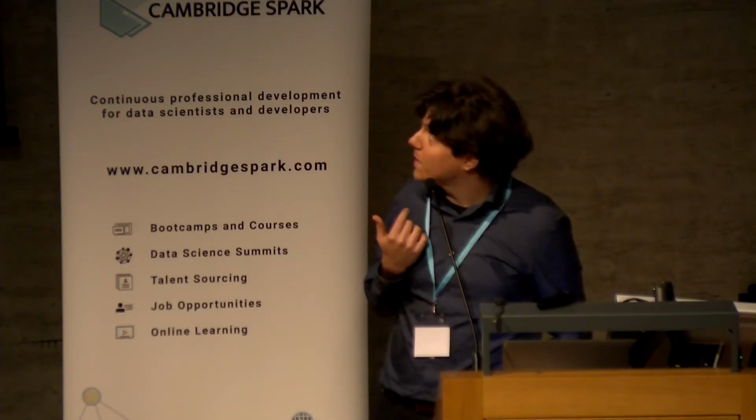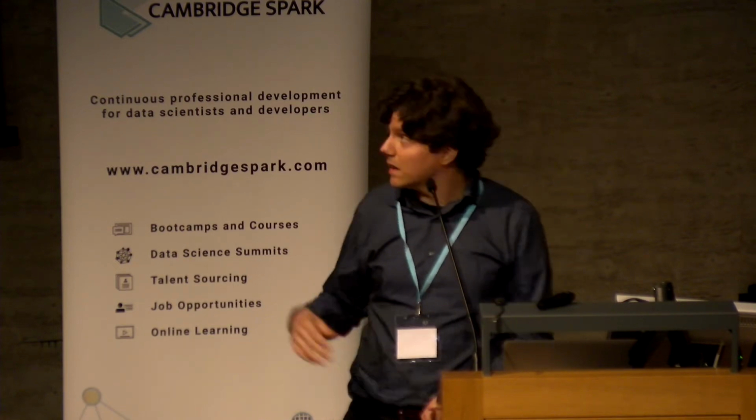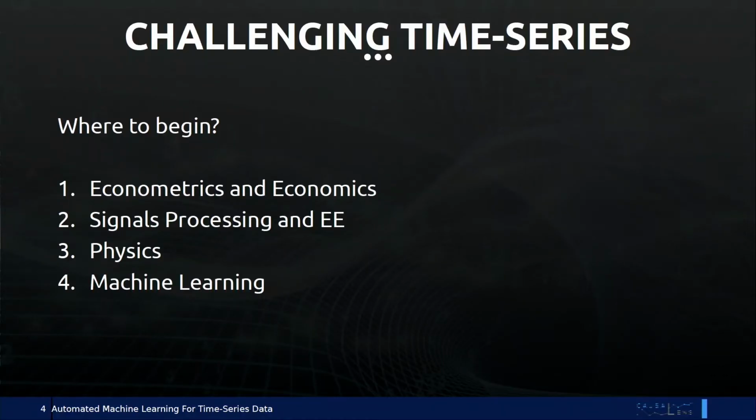So how would you go about solving this problem? Where do you even begin? There's actually a number of things you could do. You could go back to econometrics in economics literature, going back to the 30s. You could look at what people in the signals processing world have been doing. Physicists have been interested in this problem for a very long time. And obviously, you can also apply machine learning to it.